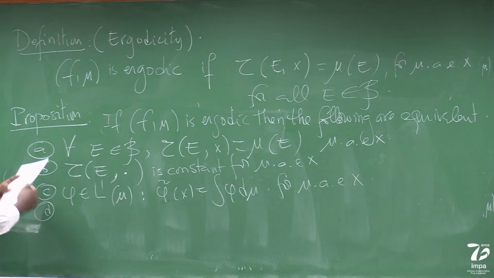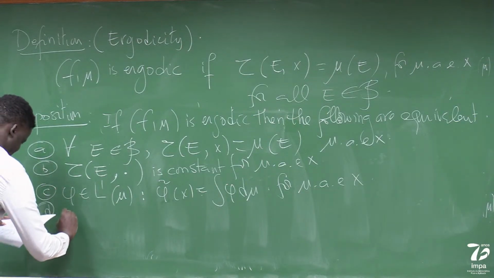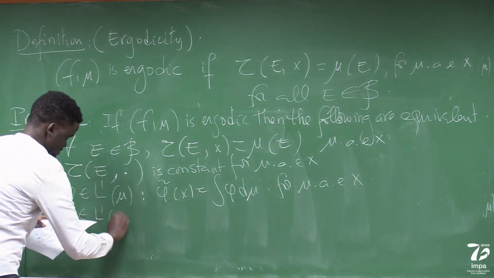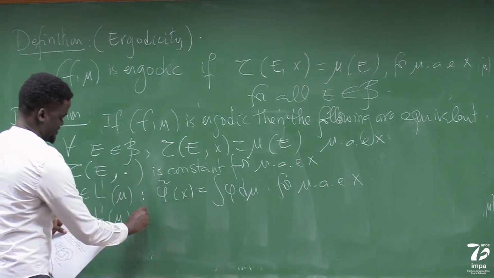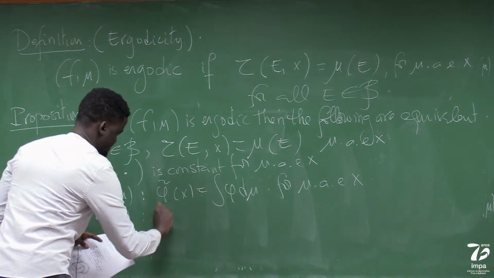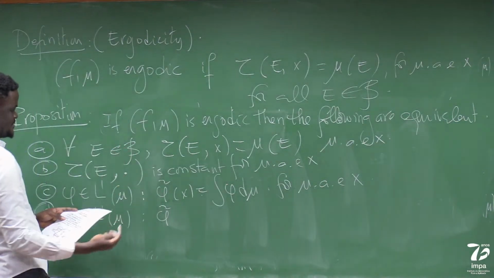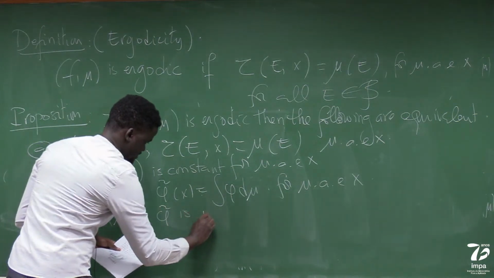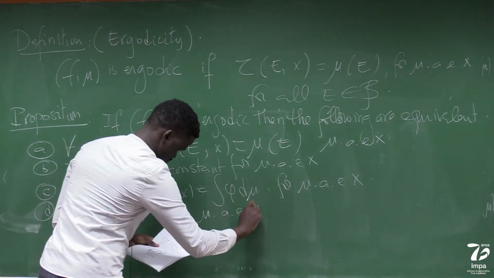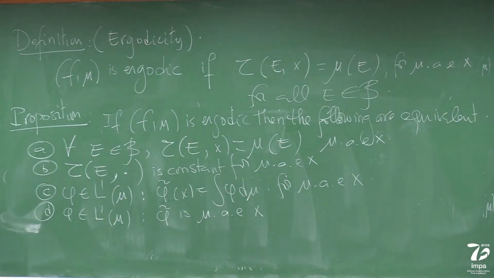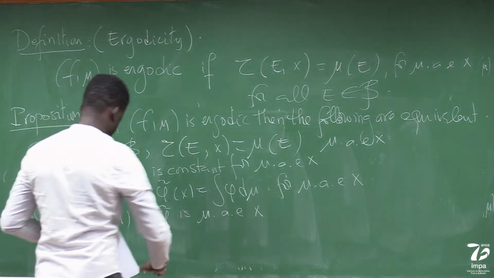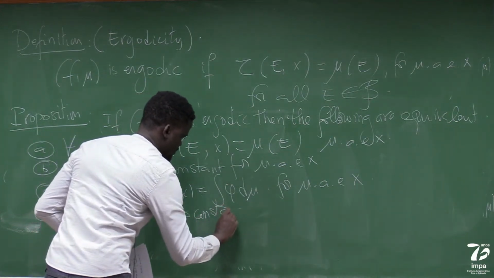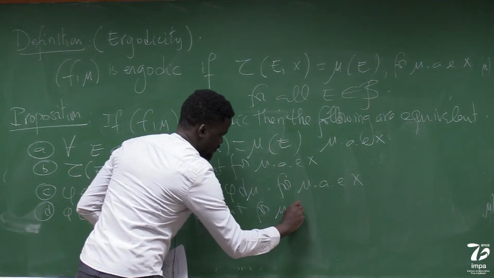So phi in L1, then this is constant, which is just along the same line as this. Phi tilde, as these two are the same, we consider these two. So phi tilde, just for completeness, we are writing for mu almost every x. Phi tilde is constant for mu almost every x.